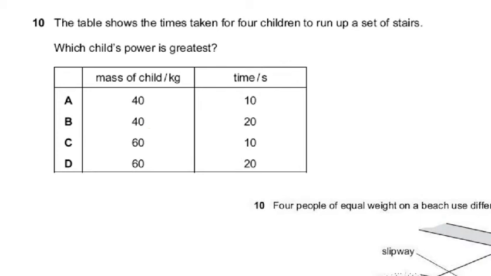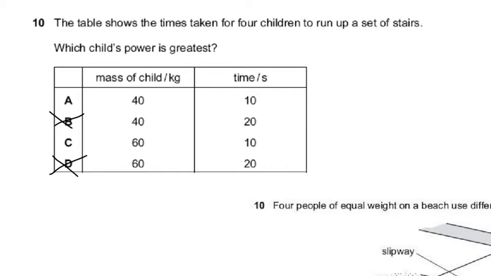So power is work over time, and work is force times distance. We're not giving a distance here, but it's the same distance for everybody, right? Same set of stairs. Then you've got 2 options for your time, 10 seconds or 20 seconds. What is going to be greater power? Well, essentially you can eliminate both of the 20-second options because taking longer is less power, regardless of anything else. That leaves a 600 newton child or a 400 newton child that are taking 10 seconds.